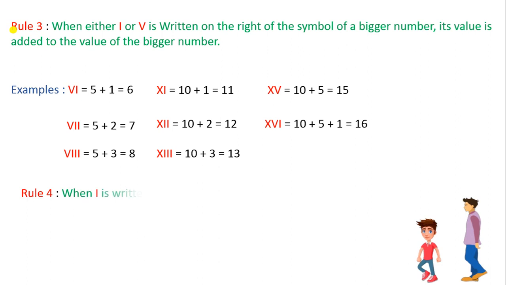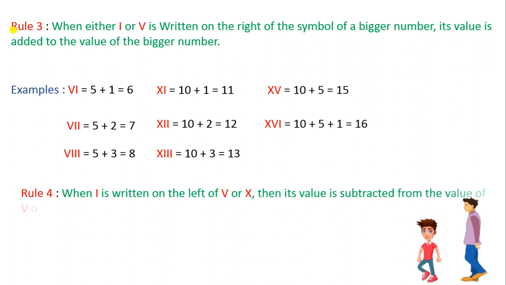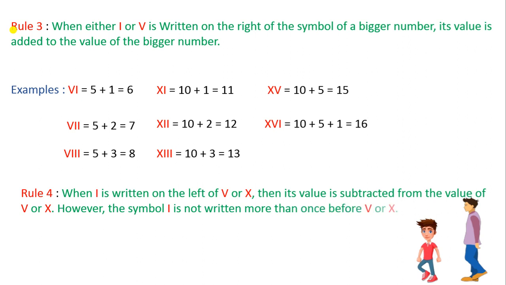When I is written on the left of V or X, then its value is subtracted from the value of V or X. Let us take one example, IV. Here I is given on the left of V. So we have to subtract the value of I, that is 1, from the value of V, that is 5. Therefore, the value of IV is 5 minus 1, that is 4.